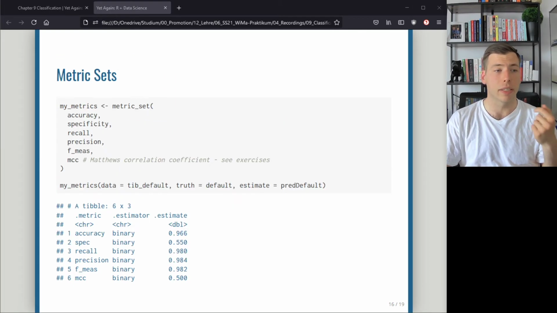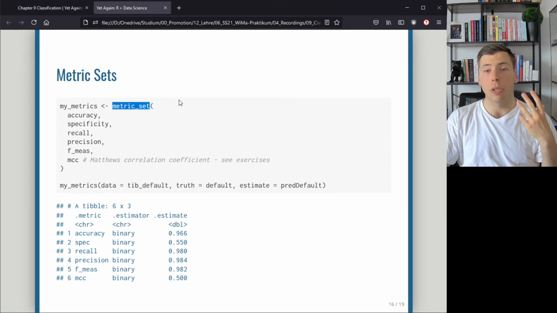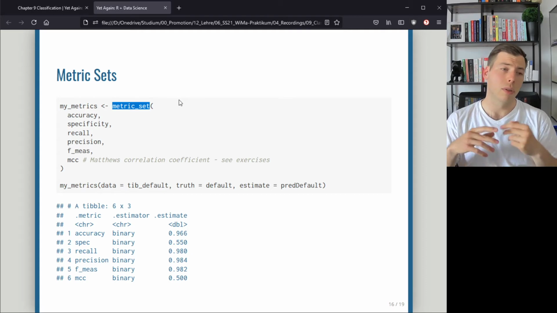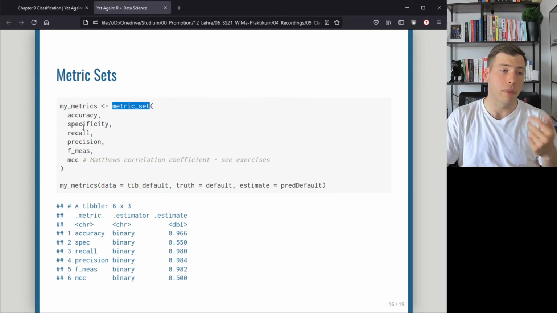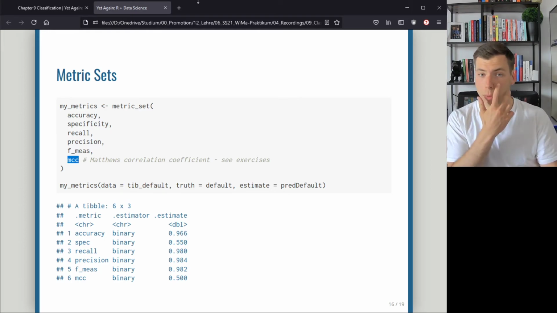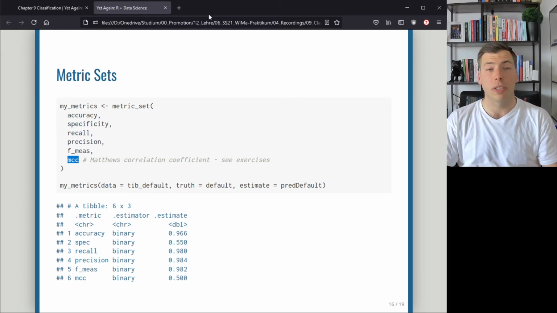And with metric sets in the yardstick package, you can simply say, okay, I want to compute a couple of metrics, so I will collect them in a metric set, and here I want to use accuracy, specificity, recall, precision, the F measure, and the Matthews correlation coefficient. You will get to know what these are in the exercises.